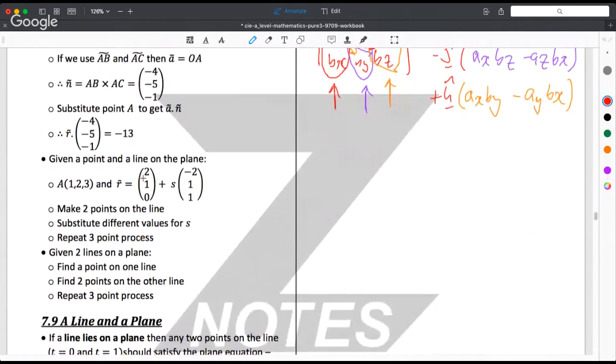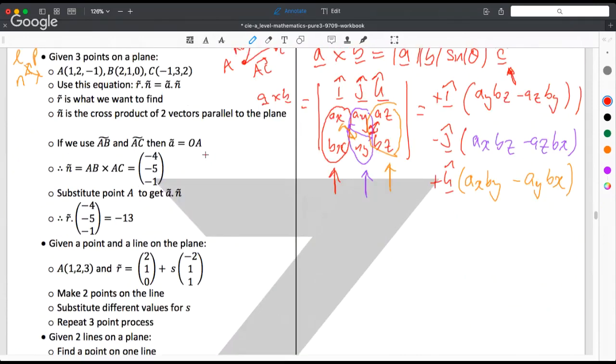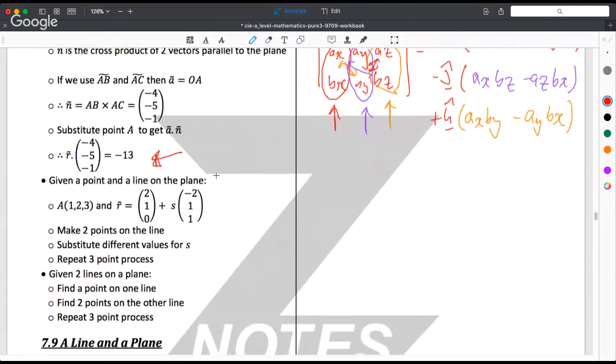Then this is all stuff that if you've got a line going through a plane, well, I don't know. This is just messing about with lines and stuff. In line of the plane, find one point on the line. What is the objective here? Given a point and a line on the plane, make 2 points on the line, substitute different values of s. What's this? What does anyone know? Oh, finding the equation of a plane. Well, I thought we already did that. That's this. What is this? Does anyone know what this bit is? Given a point on the line. I don't really know what they're doing here.